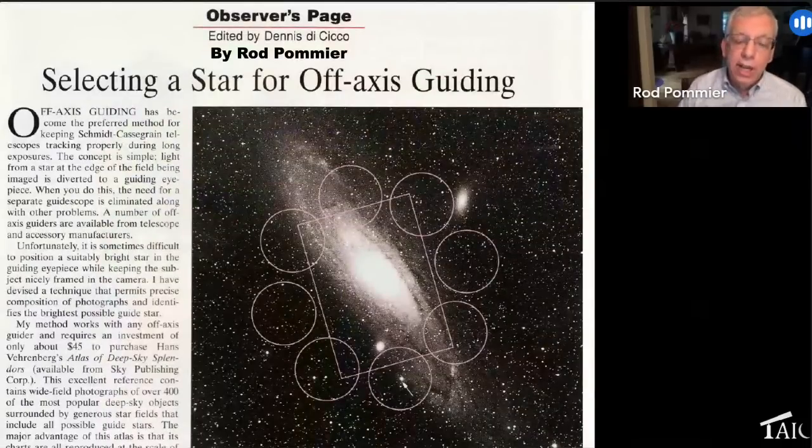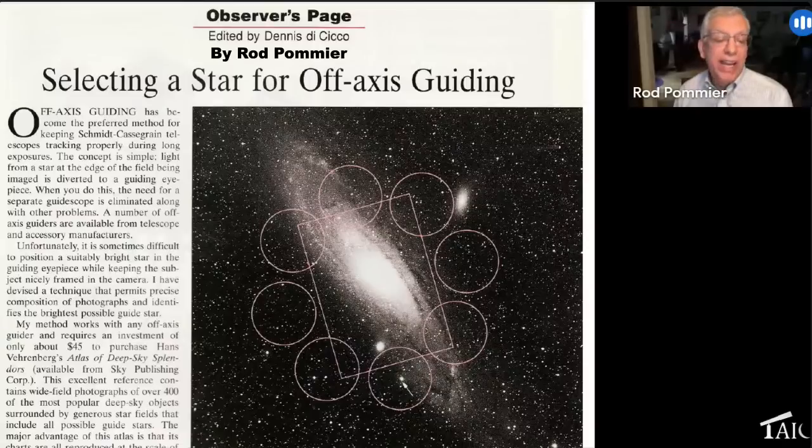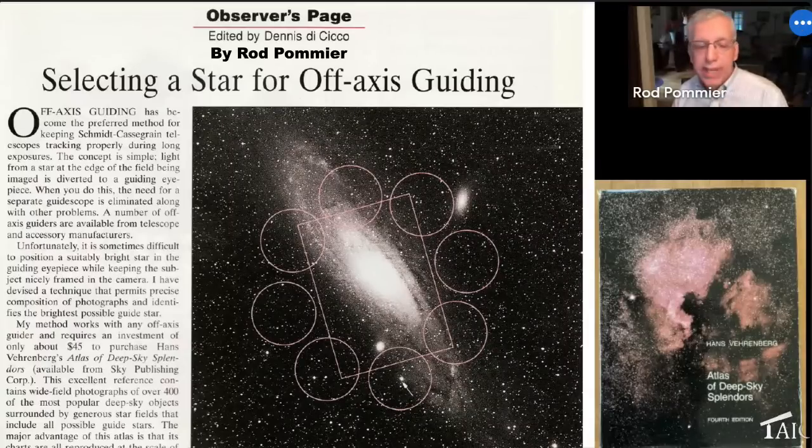I also published a few articles on astrophotographic techniques I developed. This is an article I published in Sky and Telescope on how to make an overlay of the field of view of your camera and your off-axis guider in various positions relative to the camera frame that you could use with Hans Vehrenberg's Atlas of Deep Sky Splendors. This had virtually every object you would ever want to photograph printed in wide field images at the same scale. So if you made the overlay at the same scale as the images, you could pick out the way to frame your image and where to put your off-axis guider relative to the camera frame and find the best possible guide star. So this was long before we had computer programs that will do this for you.